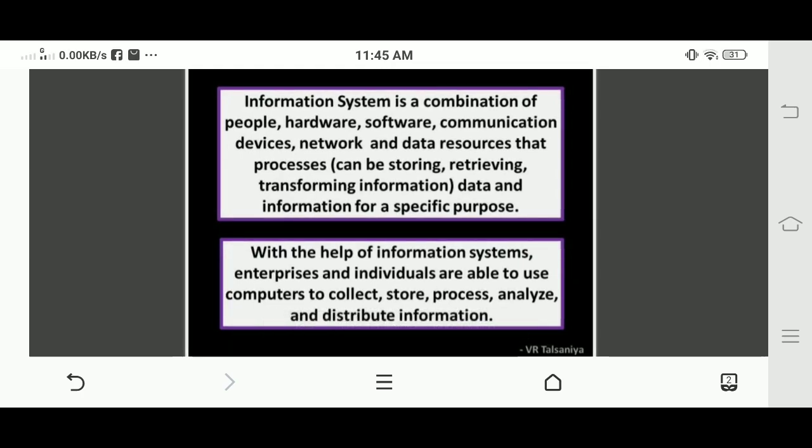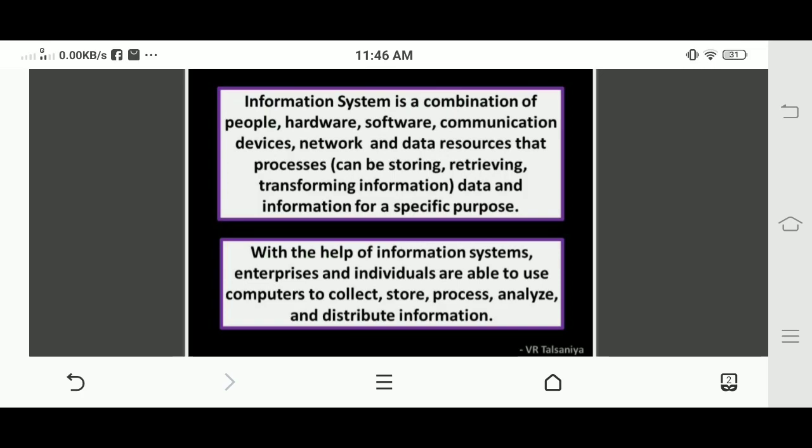Now people interact with the system, hardware is whatever hardware configuration is required for gathering of data, the software is where your data is going to be transferred, communication devices, that is mobile phones, your different mouse, keypads, smartphones, all those things are covered under communication devices. Network, data resources. Network is actually your internet network or service network. Then data resources, that is your Wi-Fi, Bluetooth, whatever data resources you require.